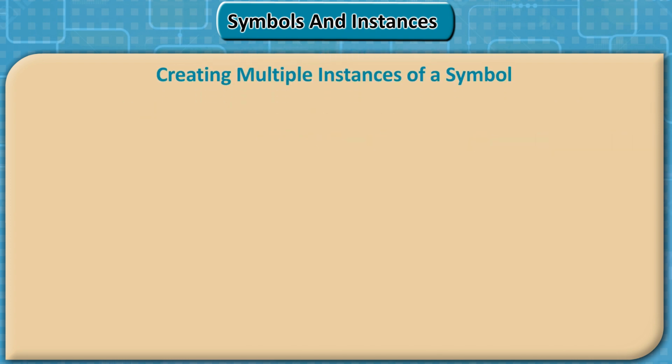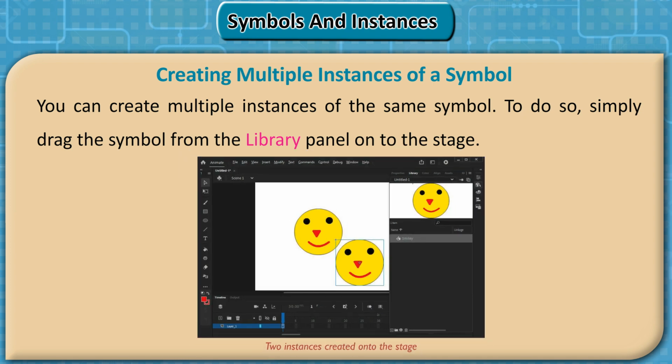Creating multiple instances of a symbol. You can create multiple instances of the same symbol. To do so, simply drag the symbol from the library panel onto the stage. 2 instances created onto the stage.